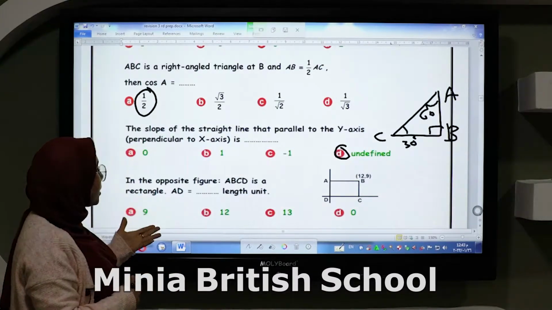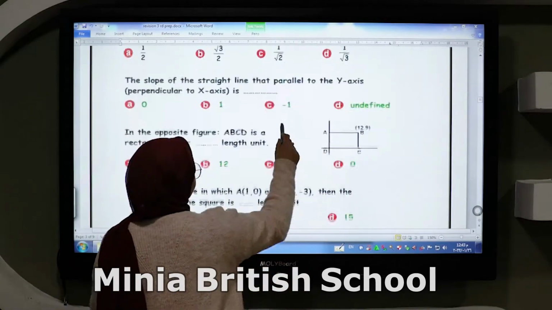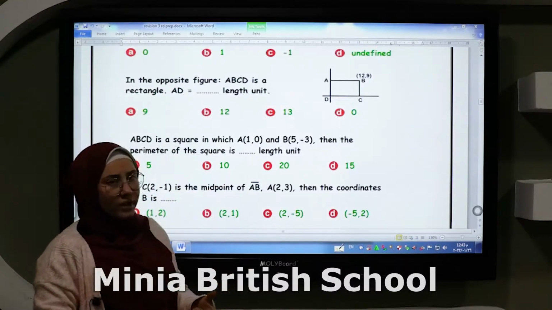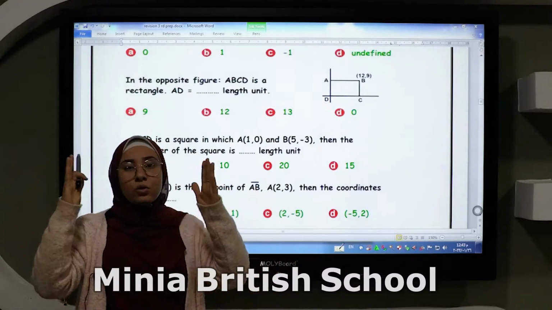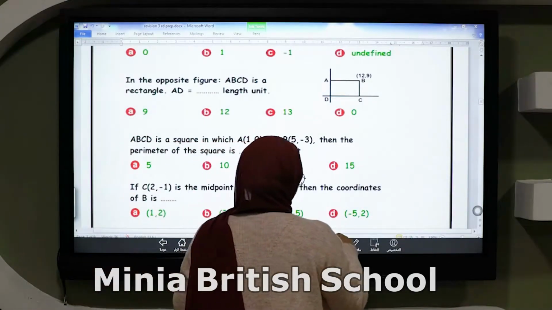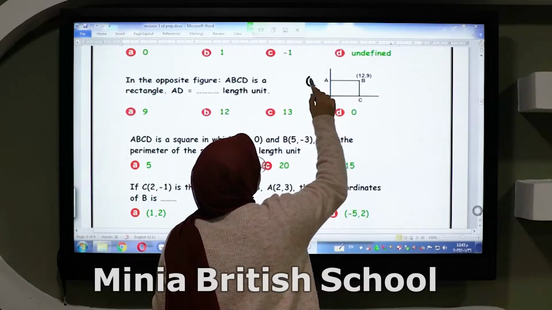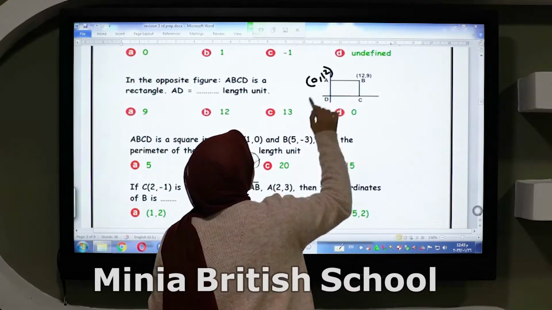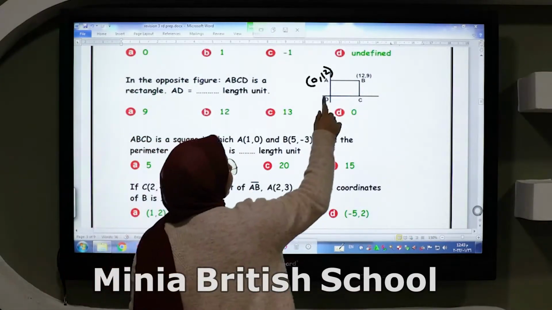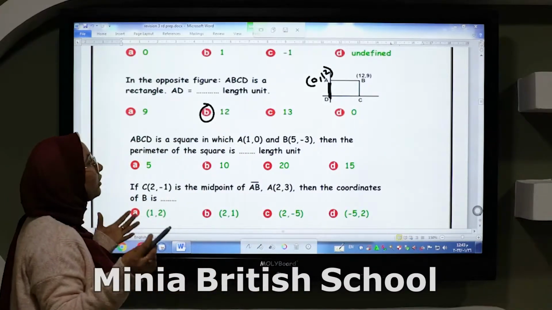Next one: in the opposite figure, ABCD is a rectangle. AD equals what? We know in a rectangle each two opposite sides are equal in length and parallel. Then this point equals (0, 12), the ordered pair of point A. So the length of AD equals 12 centimeters, or 12 length units.